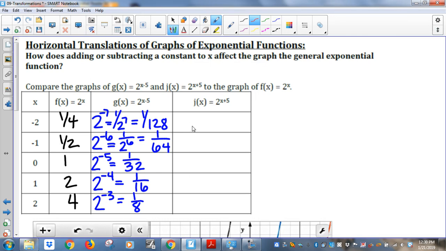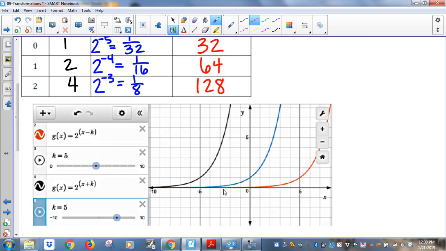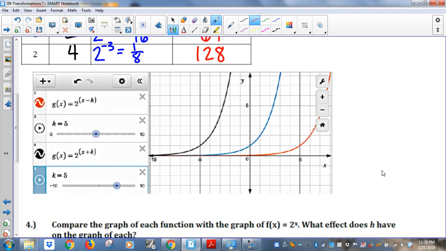And so if you remember, we had 8 and 16 when x is -2 and x is -1. When x is 0, we get 32, 64, 128. So scrolling down here real quick before we go on, what I want to point out is when we have our h subtracting in our exponent, so x minus h, what it is doing is it's moving to the right.